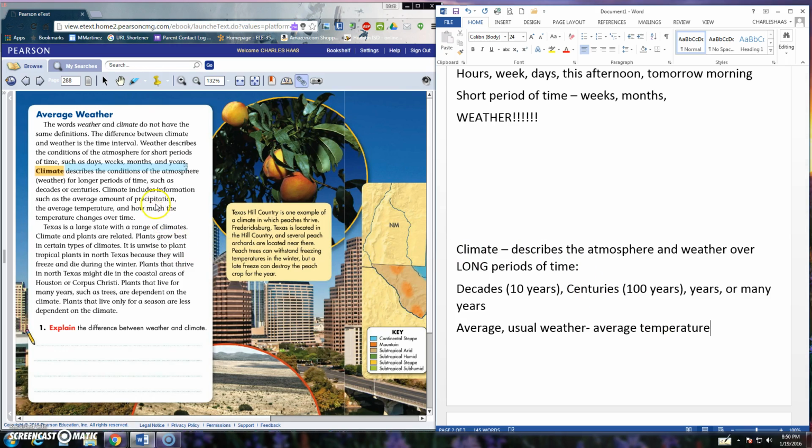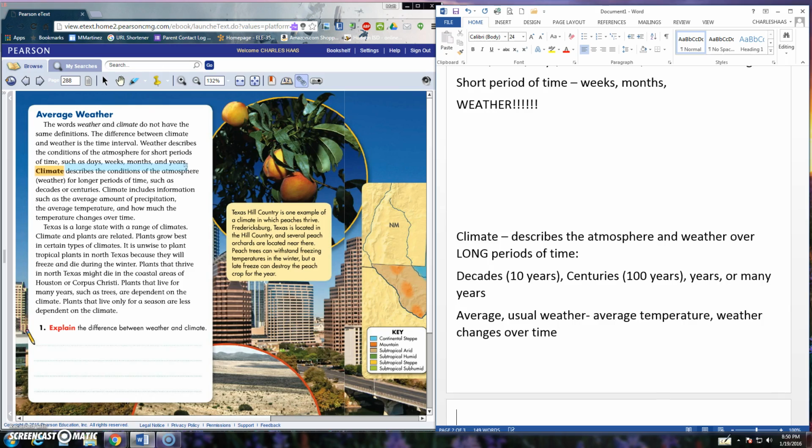All right, over here, climate includes information such as average amount of precipitation, the average temperature, and how much the temperature changes over time. Oh, so we should put that over here. Changes over time. Let's put weather changes. Weather changes over time. This is also climate. These are words to describe climate.